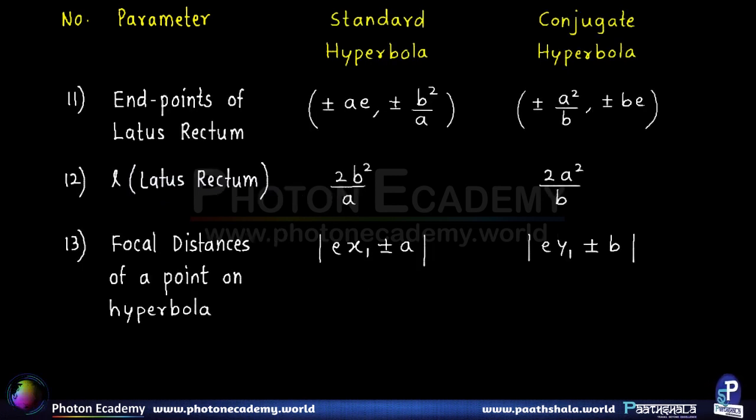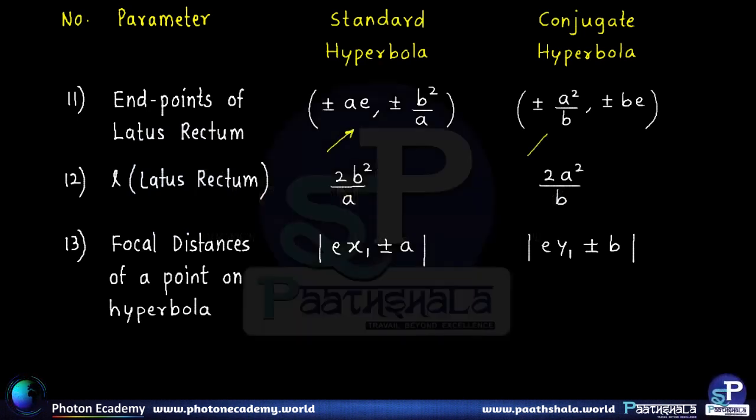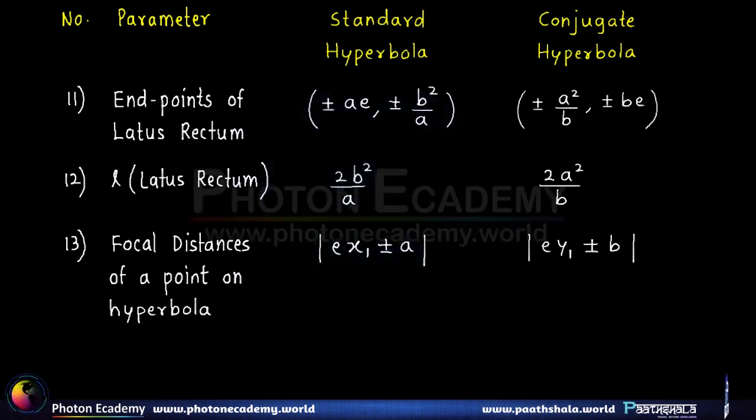Endpoints of latus rectum again have the same formula for their coordinates as in ellipse. Then the length of latus rectum also has exactly same formula like ellipse. So for standard and conjugate it's merely interchange of a and b. In case of focal distances the terms get interchanged. In case of ellipse it was a plus or minus ex1. Okay, here it is ex1 plus or minus a. That's the only difference. And in case of conjugate we have ey1 plus or minus b.